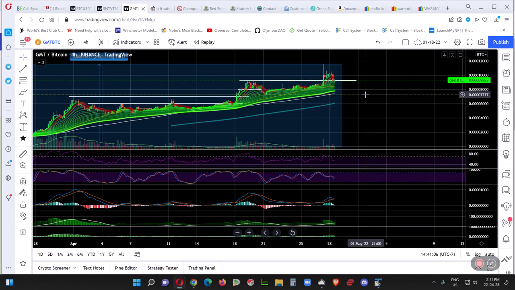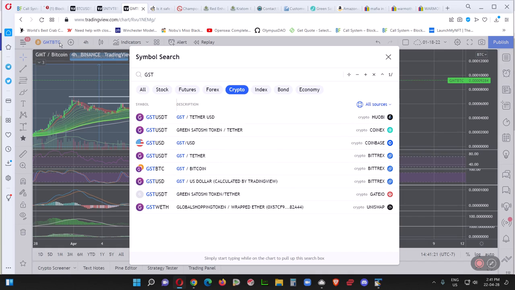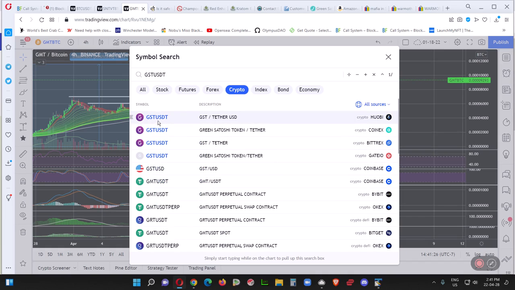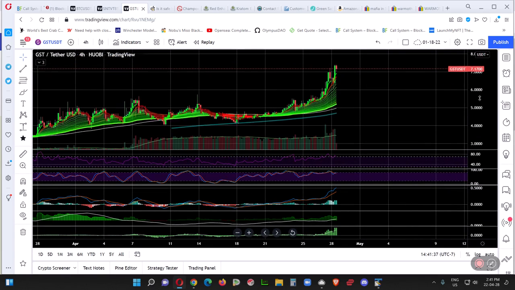But the thing to remember is, what's driving the price of GMT and GST is the fact that you have this forced NFT participation, and these are going to continue to go up. GMT and GST. GST, I only look at the US dollar tether pair because GST Bitcoin is only traded on Bittrex, and it's not doing a whole lot, and it has crappy volume. So yeah, this is amazing.